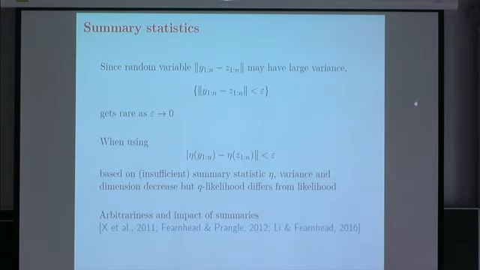And almost invariably, this summary statistic being insufficient, there is a loss of information compared with the original problem. But of course, the projection on a much smaller dimension space means that the variability of the estimation of the likelihood is smaller as well.